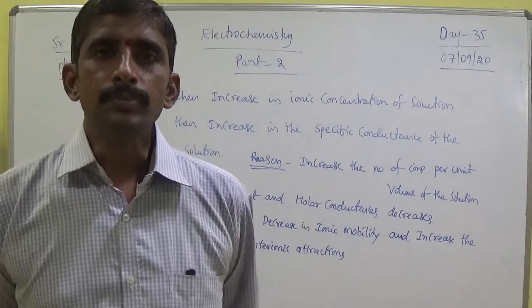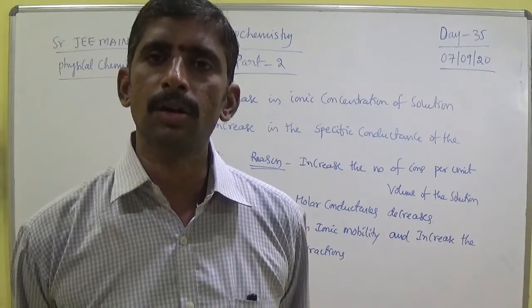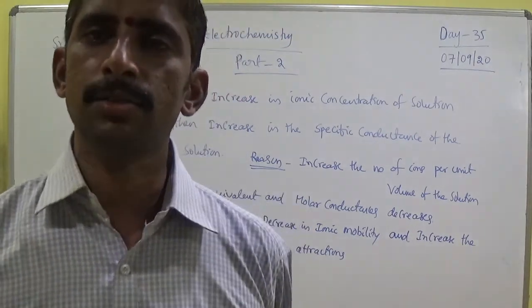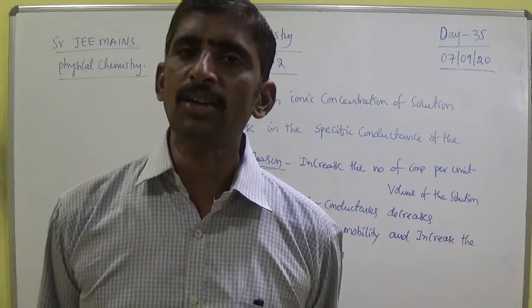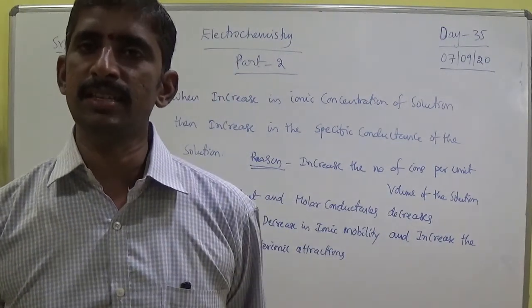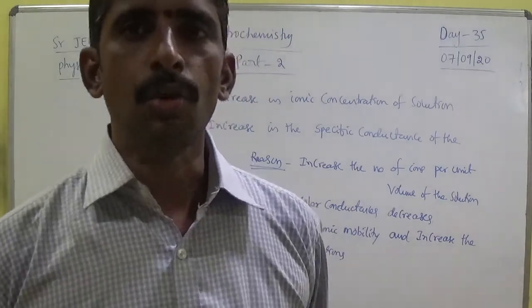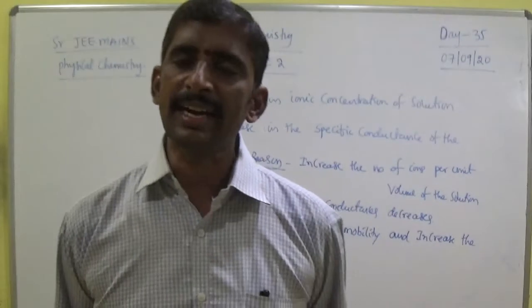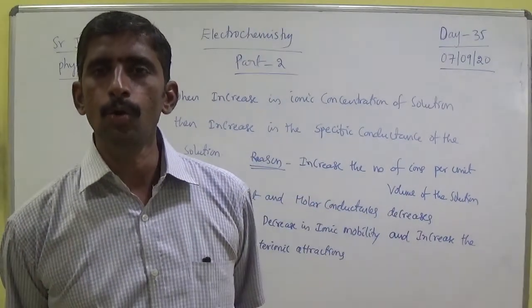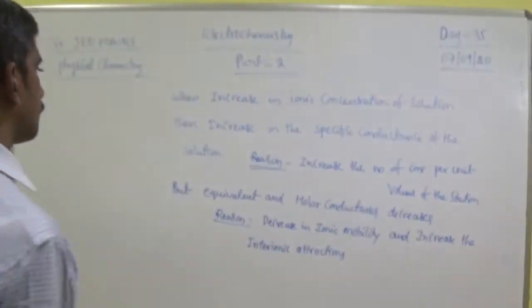Generally, strong electrolytes have high conductance. Weak electrolytes have less conductance. Strong electrolyte means NaCl, KCl. Weak electrolyte means acetic acid, ammonium hydroxide. So strong electrolytes have high conductance, weak electrolytes have low conductances. And another point, write down.